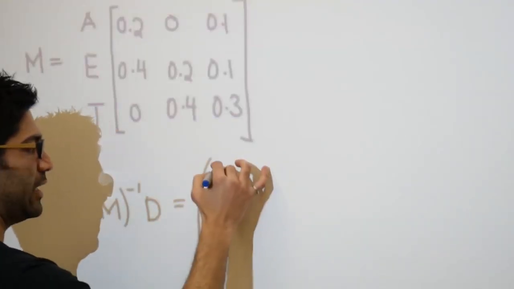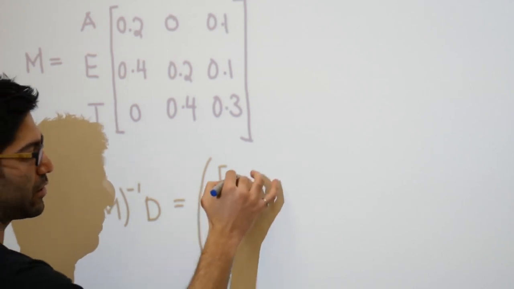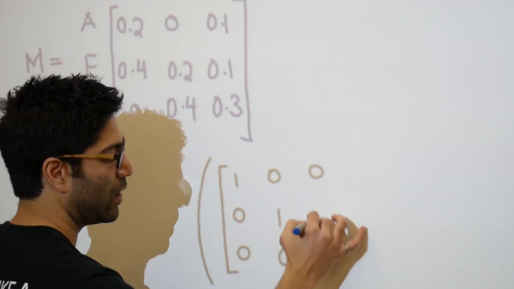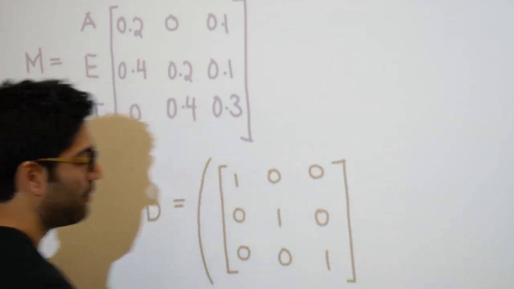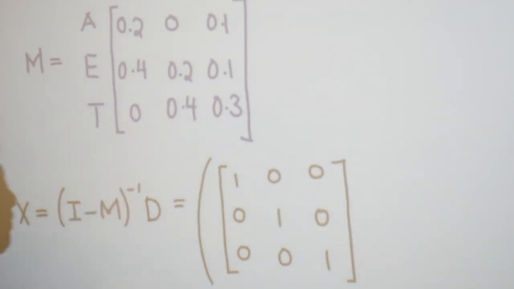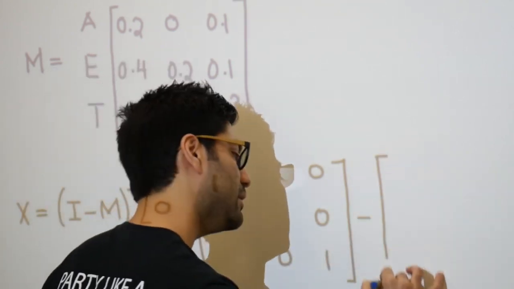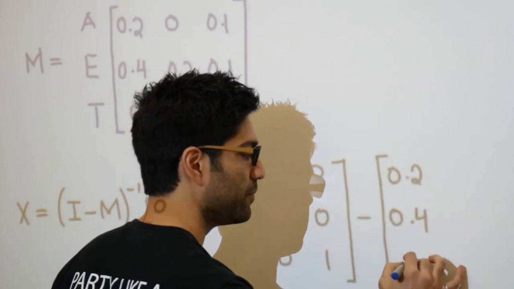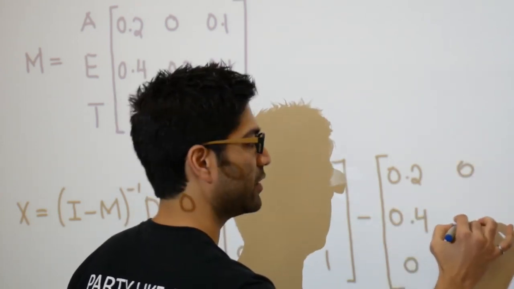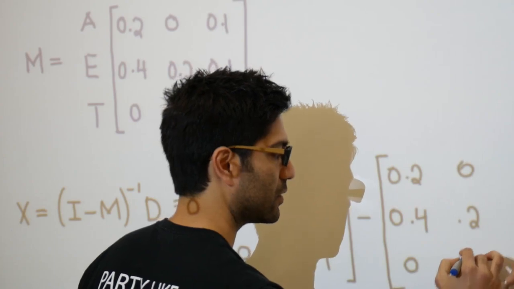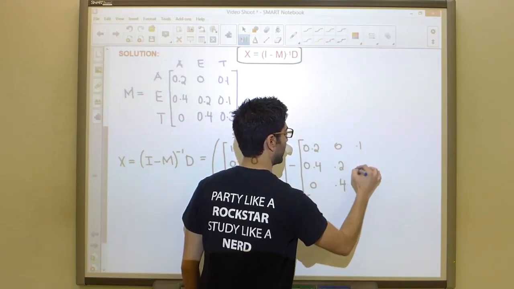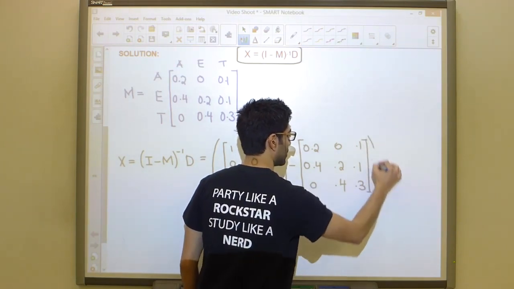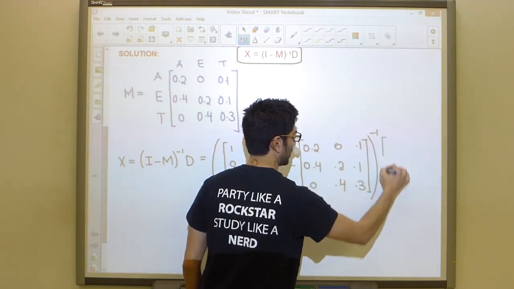So it turns out that I stands for the identity matrix, and it is always 1, 0, 0, 0, 1, 0, and 0, 0, 1. Minus M, M is our technology matrix, the one we just found over here. And so that is going to give us 0.2, 0.4, 0, 0.2, 0.4, and then finally 0.1, 0.1, and 0.3. We have to take the inverse of this matrix and of course multiply it by D.